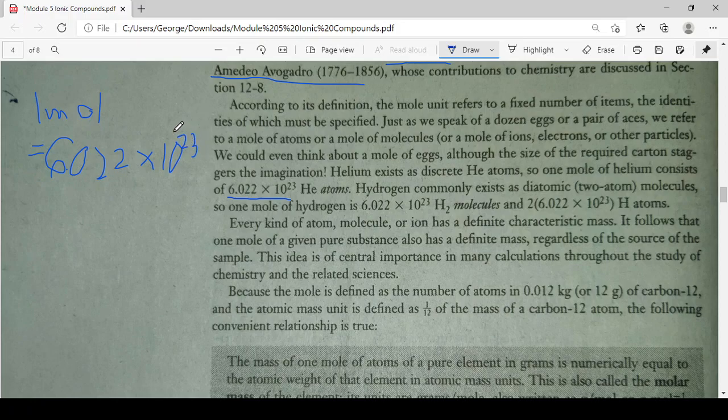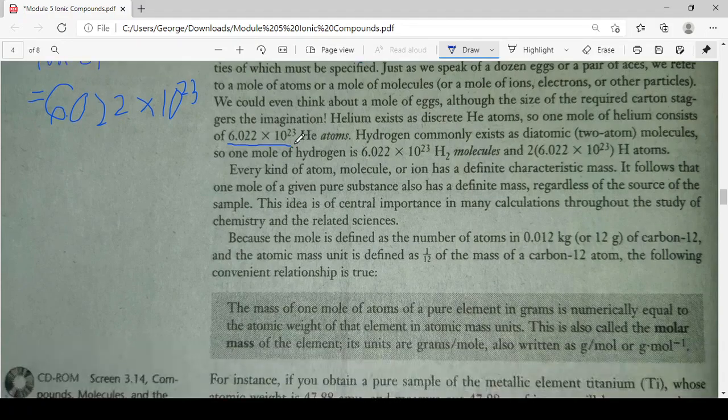So every kind of atom, molecule, or ion has a definite characteristic mass. It follows that 1 mole of a given pure substance also has a definite mass regardless of the source of the sample. This idea is of central importance in many calculations throughout the study of chemistry and related sciences, because the mole is defined as the number of atoms in 0.012 kilograms, or 12 grams, of carbon 12. And the atomic mass unit is defined as 1 over 12 of the mass of a carbon 12 atom.